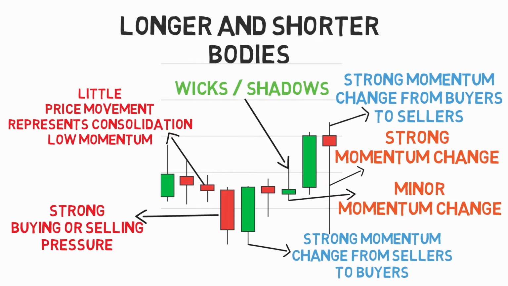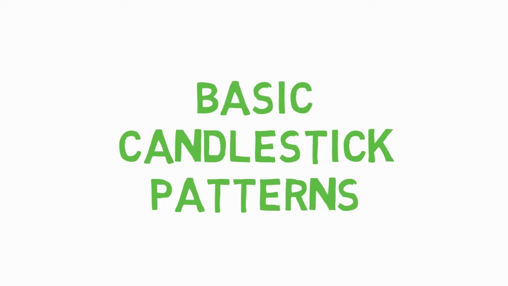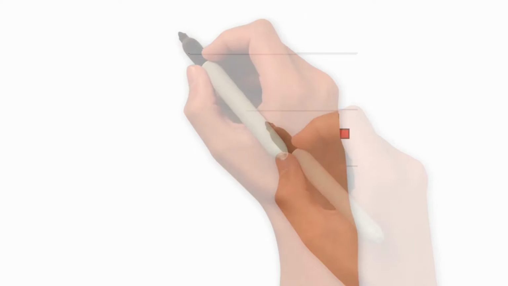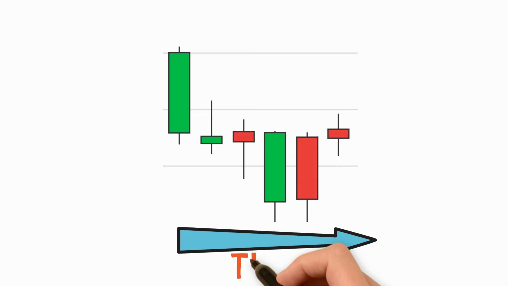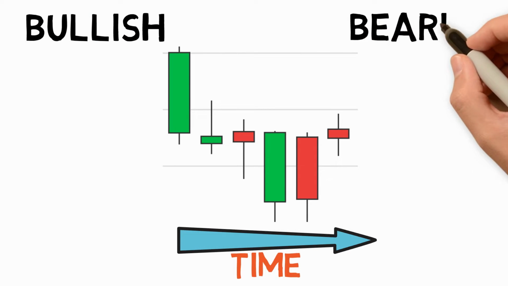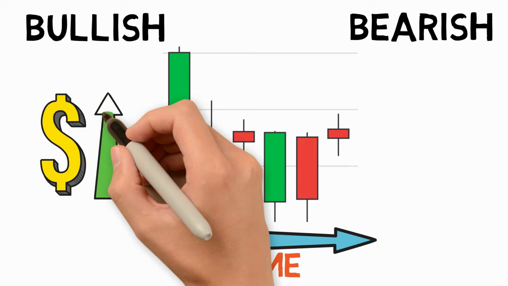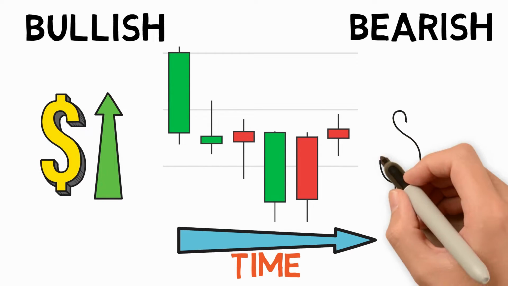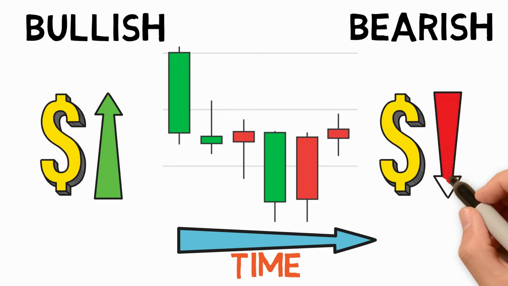Now let's talk patterns. Basic candlestick patterns. Candlestick patterns are created by up and down movements of multiple candlesticks over a period of time. These patterns are separated into bullish and bearish behaviors. Bullish patterns indicate that the price is likely to rise after the pattern is evident, while bearish patterns indicate that the price is likely to fall once the pattern reveals itself.